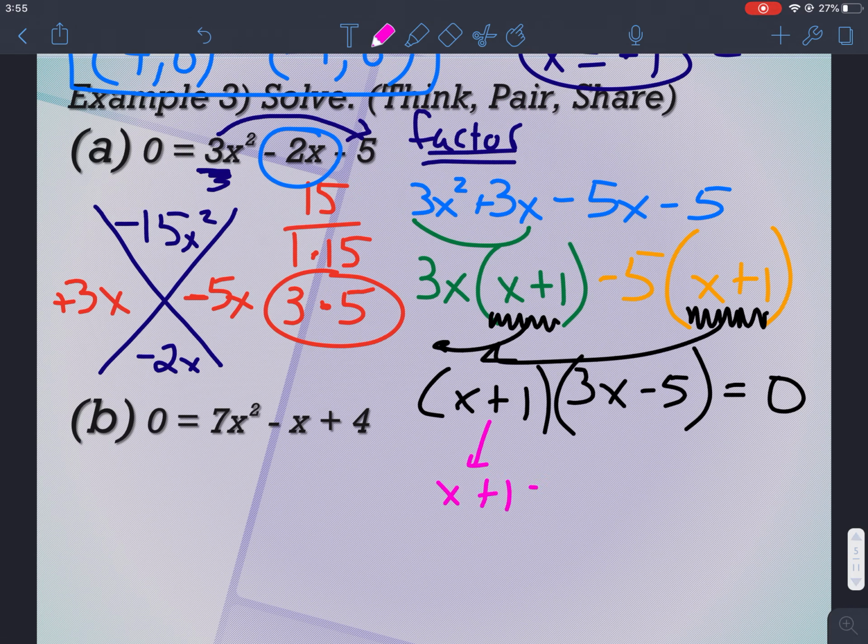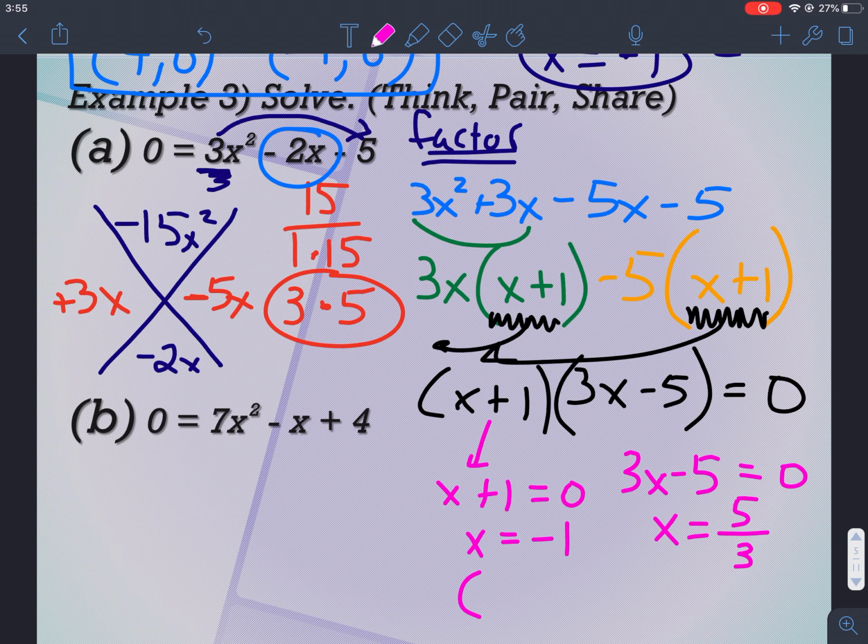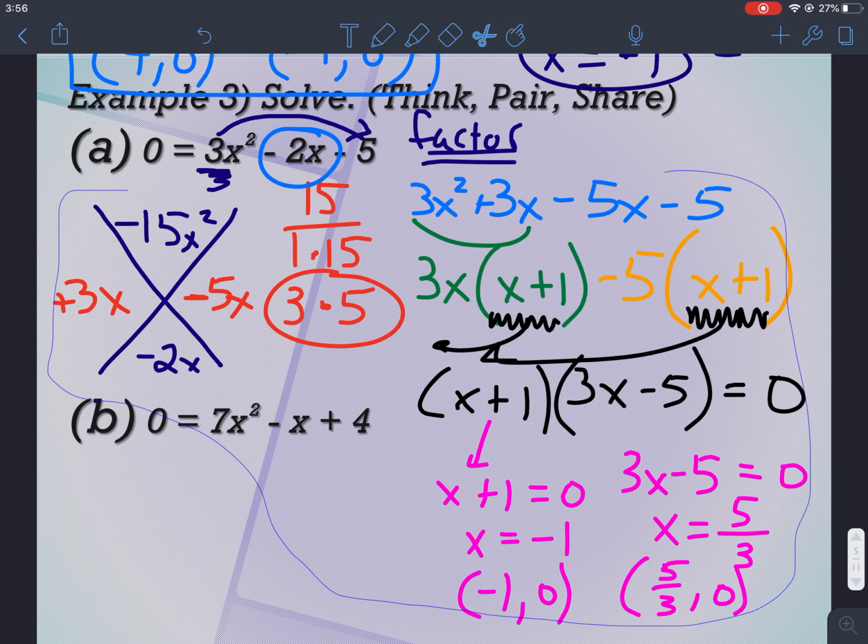x plus 1 equals 0. 3x minus 5 equals 0. x equals negative 1. x equals positive 5/3. And these are my x-intercepts. 5/3, comma, 0. So when you need to solve a quadratic equation, you can either factor or use the quadratic formula.